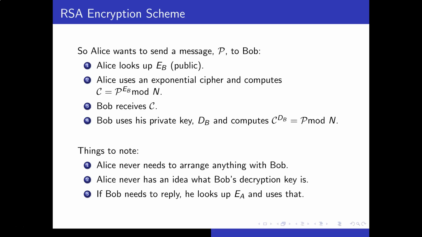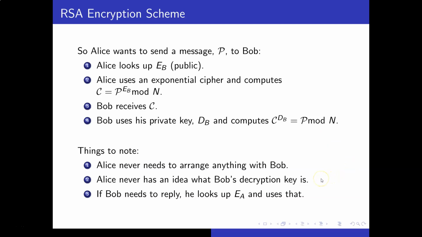Now, a couple of things to note about this. Alice never has to arrange anything with Bob or any player in the system. Anybody in the system that she wants to communicate with, she just has to look up a key. She doesn't have to contact them privately. She doesn't have to have any communication with them other than the encrypted message she sends.